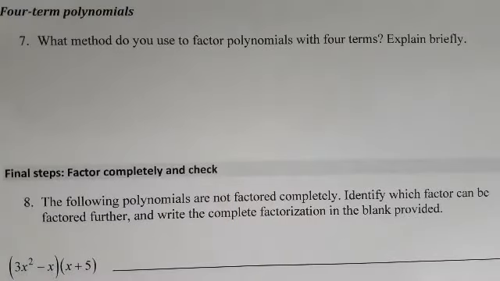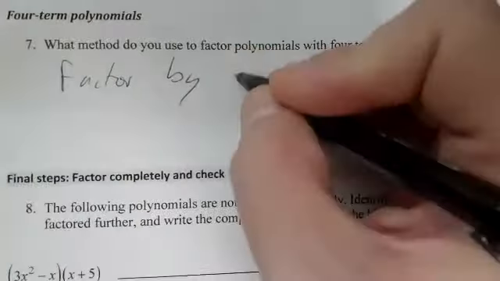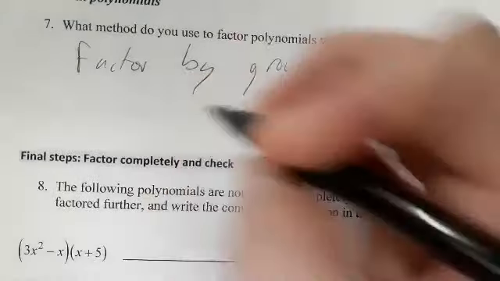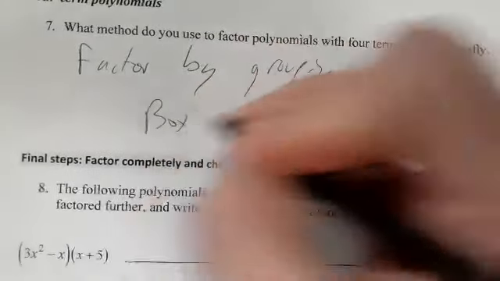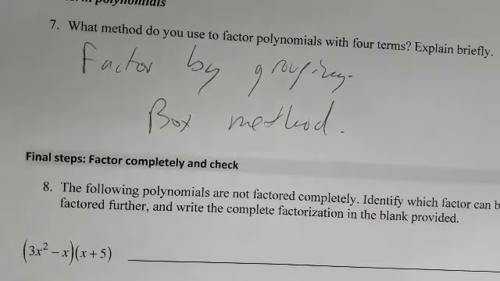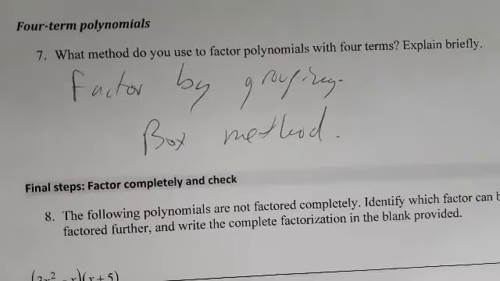What method do you use to factor polynomials with 4 terms? This was the thing that we could do 2 different ways. The first way that they talk about is factor by grouping. The other would be the box method. So either way you want to do this. If the box method helps you keep things straight, you can do that, but it's just the same thing as doing factor by grouping.